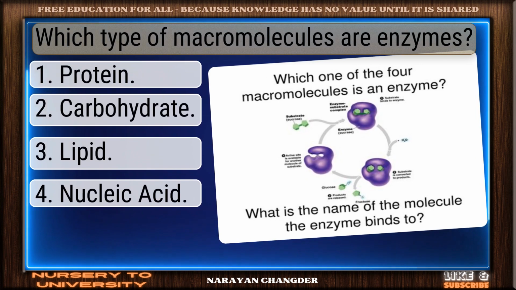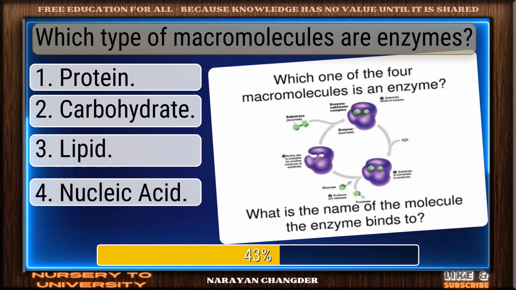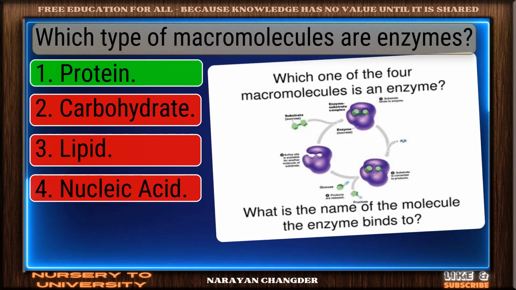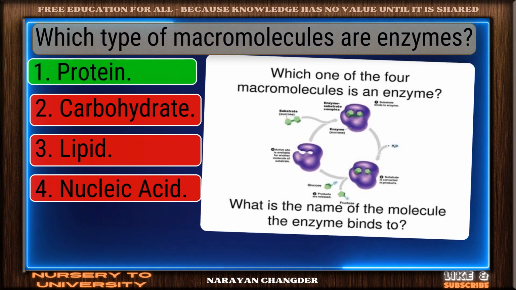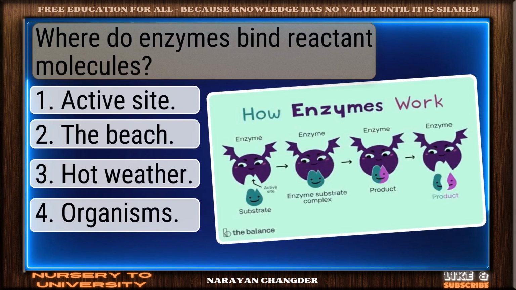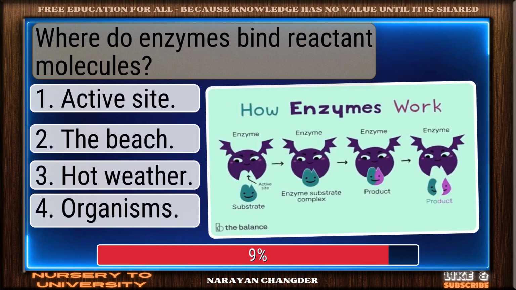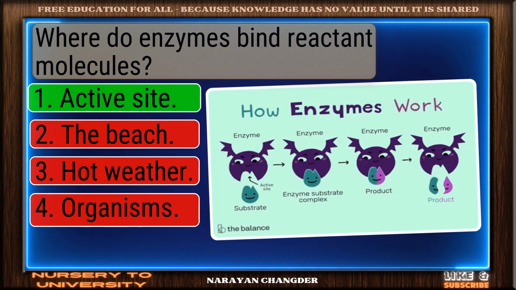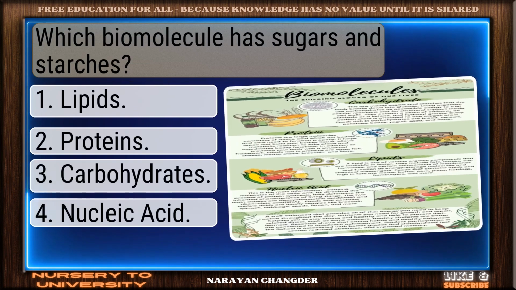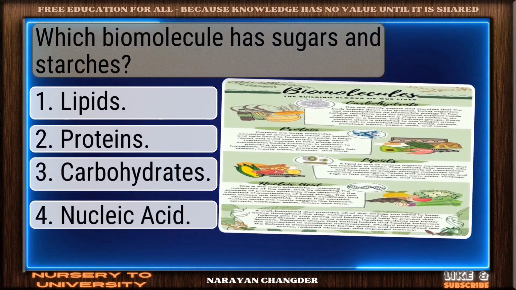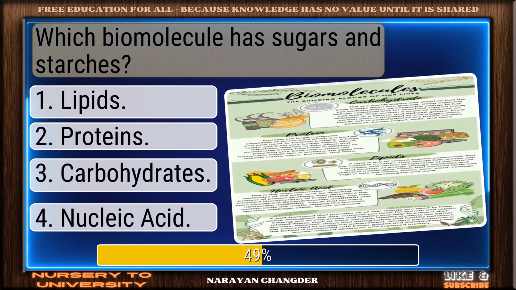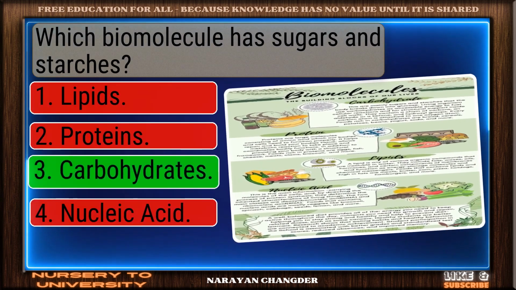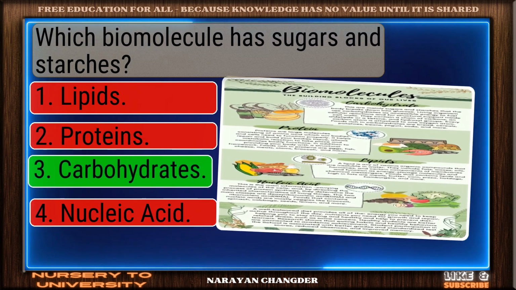Which type of macromolecules are enzymes? On track. Protein is correct. Where do enzymes bind reactant molecules? Well picked. Active site is correct. Which biomolecule has sugars and starches? Good thinking. Carbohydrates is right.